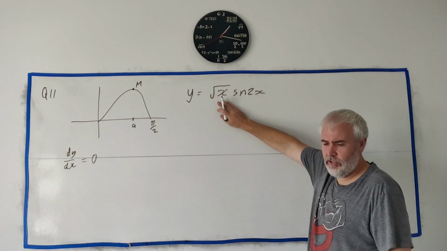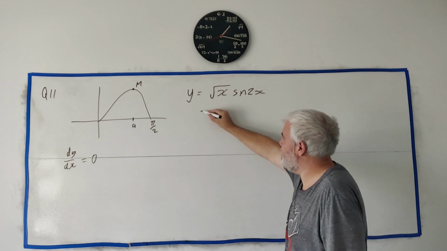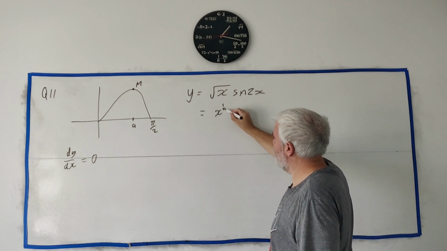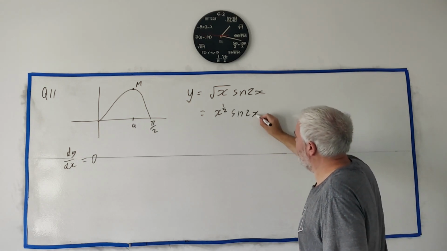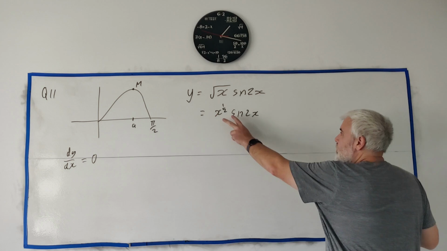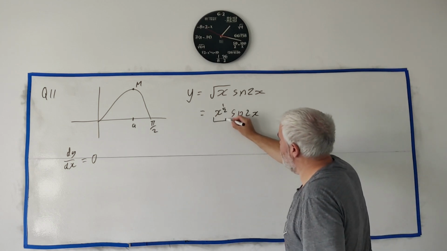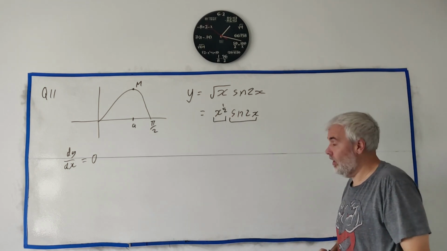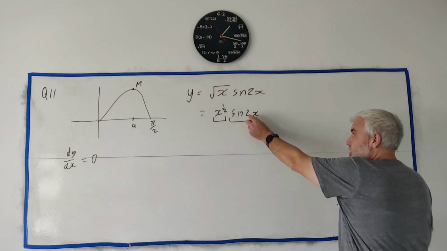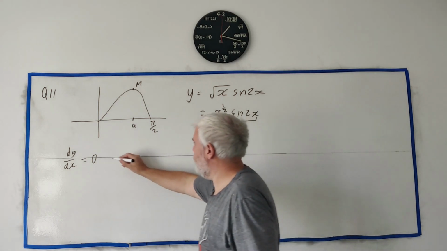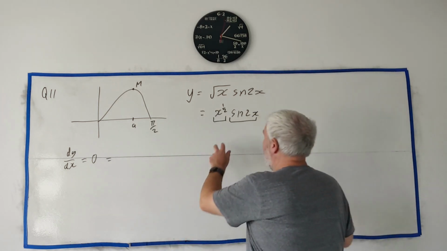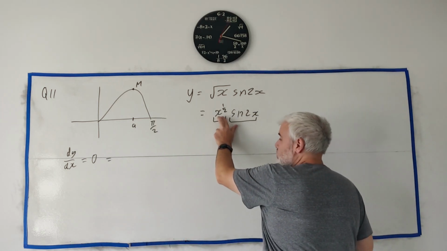Whenever I have a square root, especially in differentiation, I nearly always just rewrite it as x to the power of a half. So let's rewrite everything there. So I want to differentiate this. This is two terms. So we're going to use the product rule. And within the product rule, we're even going to use the chain rule, although it's not too bad on this one.